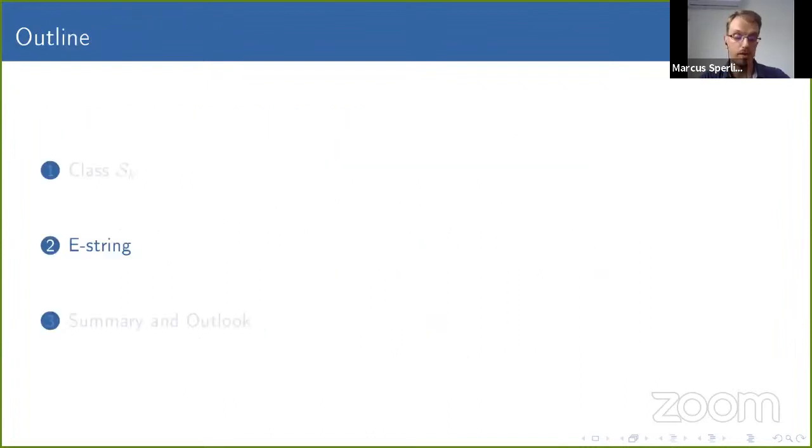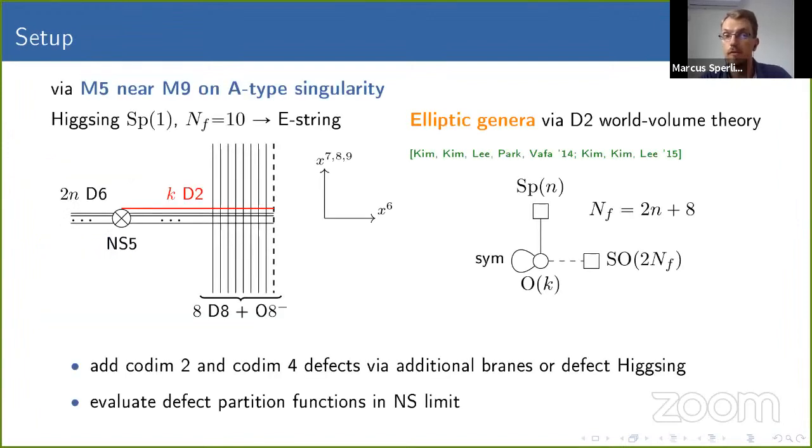If you then are brave enough and want to consider further six-dimensional SCFTs, you can go to the next example, which for instance is the E-string theory, for which we again have a type IIA brane configuration that allows us to embed the E-string theory in a family of Sp(N) gauge theories, such that we can use a Higgs mechanism in order to go from Sp(1) with 10 flavors to the E-string theory. And once we have this Higgs mechanism, we know exactly, again as before, how to include a co-dimension 2 defect into this system. And similarly, a co-dimension 4 defect can be introduced by another type of brane.